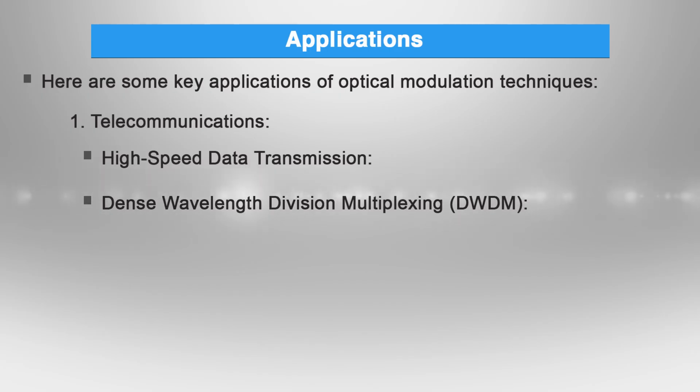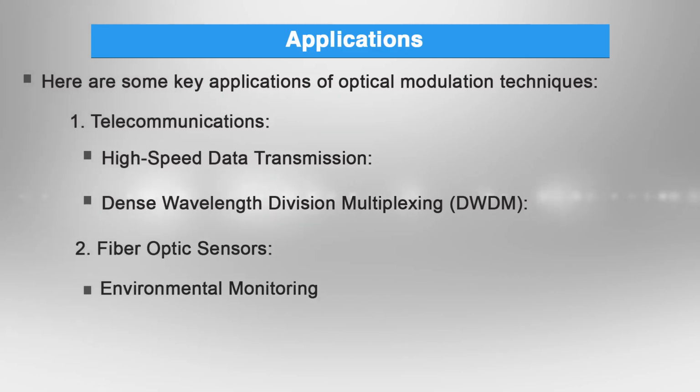First is telecommunication, which means high speed data transmission. Optical modulation techniques are crucial in transmitting high-speed data over long distances. Techniques like amplitude modulation, phase modulation and frequency modulation enable the encoding of data onto light waves, facilitating communication over fiber optic networks.